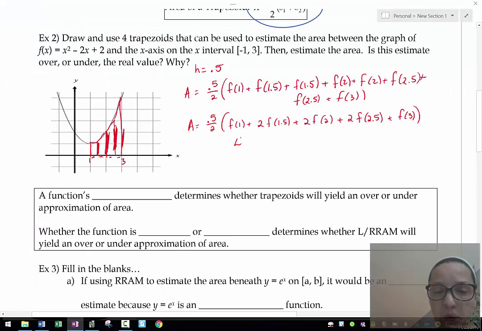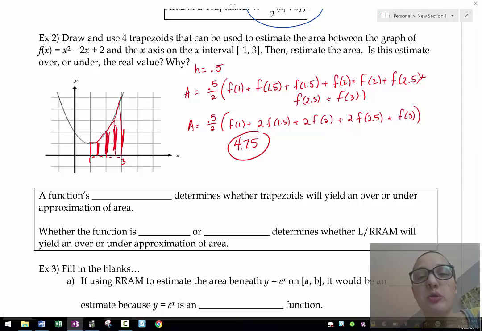So where was it? 4.75. Phenomenal. All right, now it says estimate the area. And let's see, if I want to estimate the area, it's 4.75. Is this estimate over or under the real value? I'm not really sure. Well, I am sure, but think about it for a second. What do you think? Is it over or under? Overestimate. Who said that? It is an overestimate.